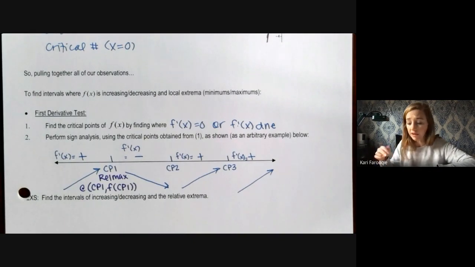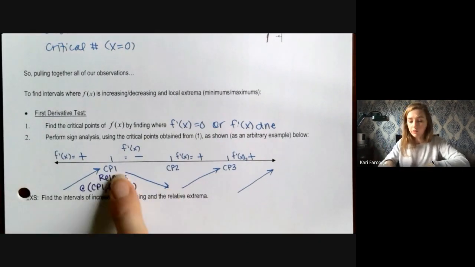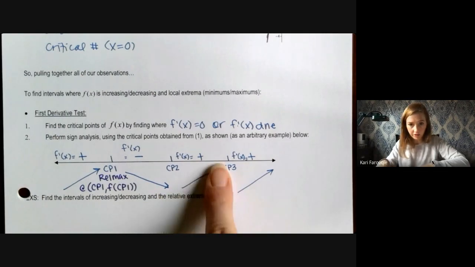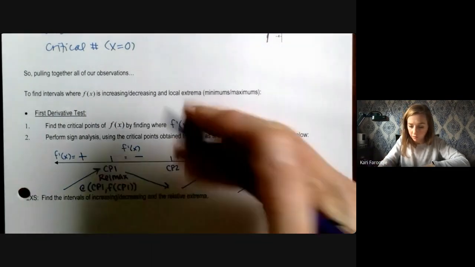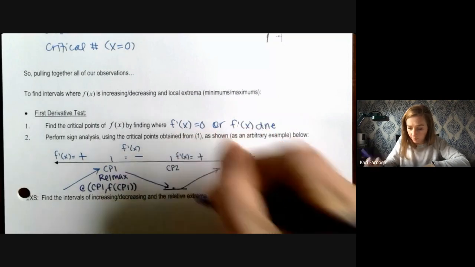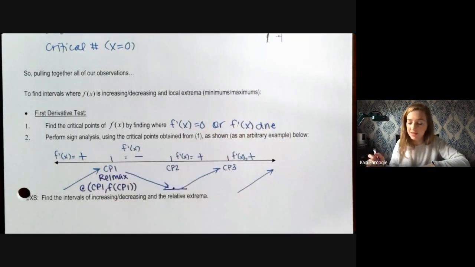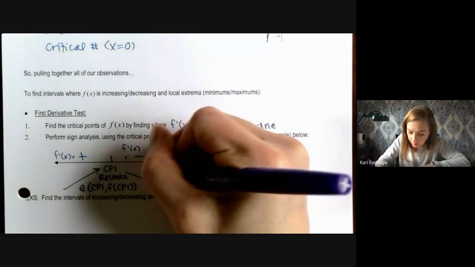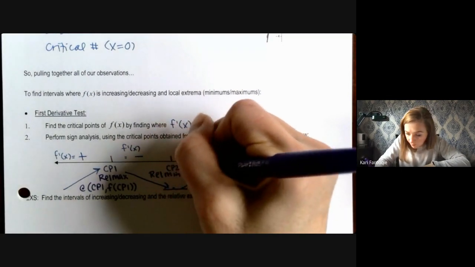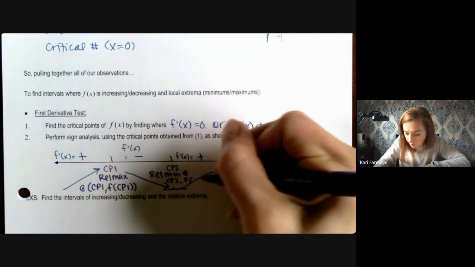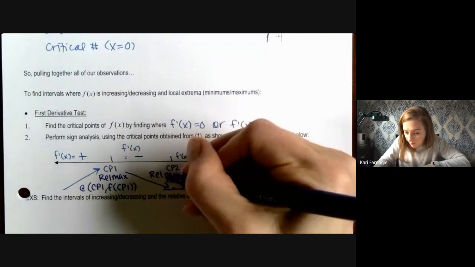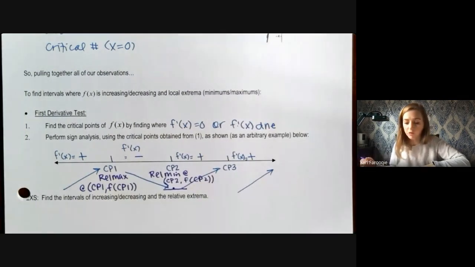Now, in the case of critical point 2, your function went from decreasing to increasing. You can see here now that you hit this valley, you hit a low point, and then at the critical point, you must have a 0 slope, and then it starts to increase again. This means that you have a relative min at CP2, f of CP2. And usually when we list minimums and maximums, we just list them as ordered pairs.